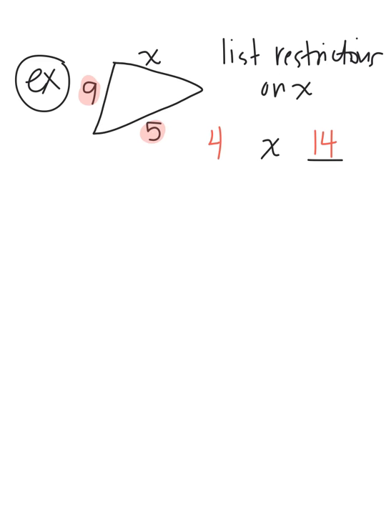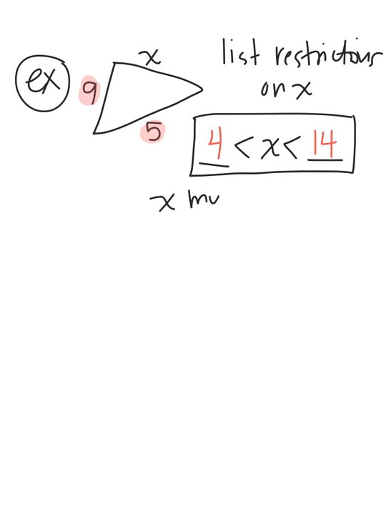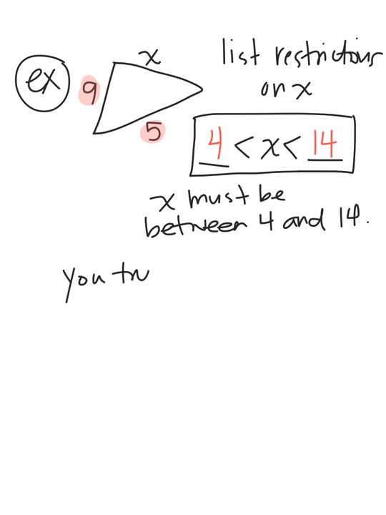And so then we just create an inequality out of this. So x has to be bigger than 4 and smaller than 14. And that's our inequality. And you can write it like this: x must be between 4 and 14.